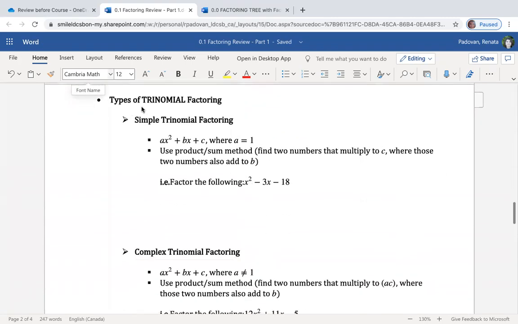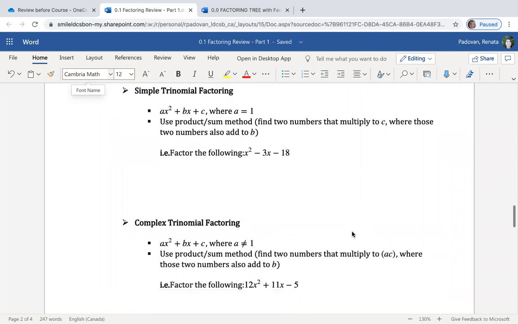Okay, so now different types of trinomial factoring, meaning if it has 3 terms. So one way would be simple trinomial factoring, and simple trinomial factoring simply means that a is equal to 1. So this first term here always is a 1. So you'll just see it as x squared plus a number x plus a number, right? Use the product-sum method, some people call it. Find two numbers that multiply to c, the last number, and whose sum adds to the b value, the middle term.